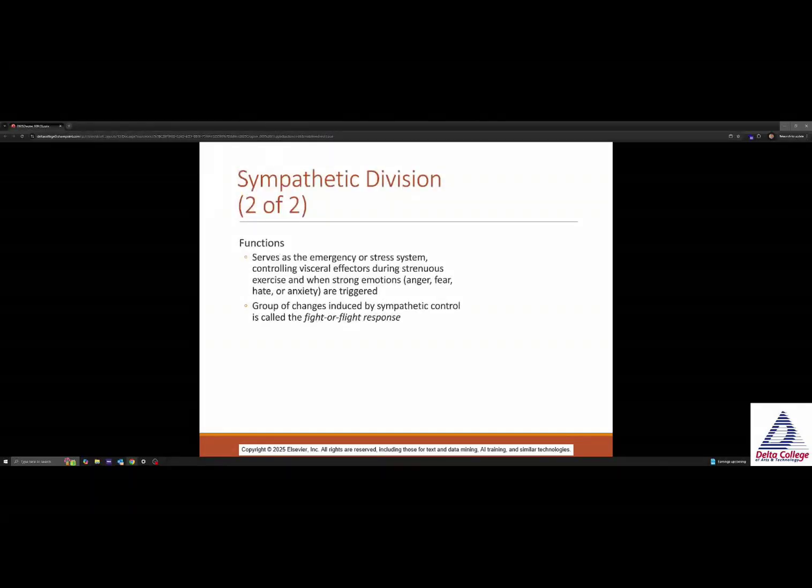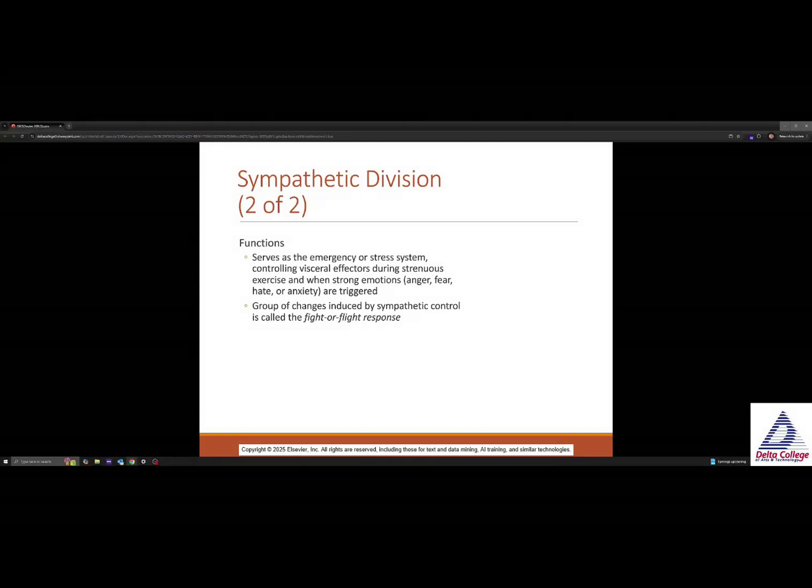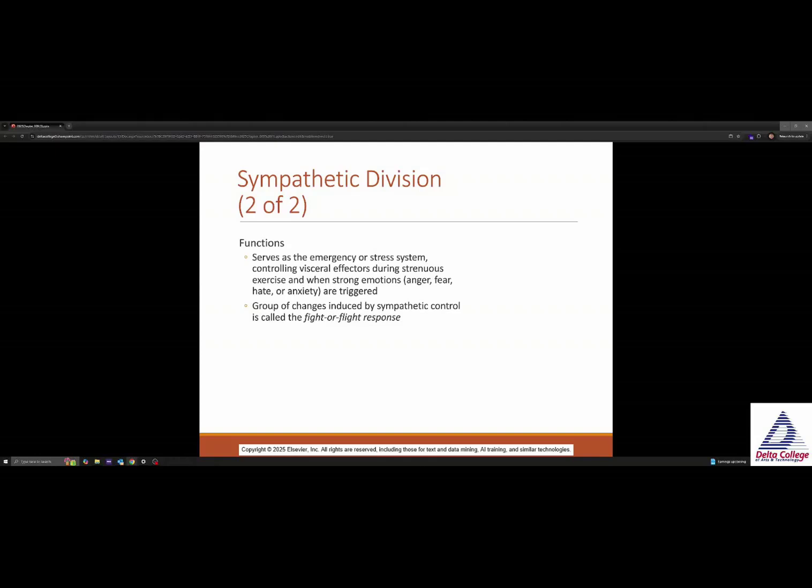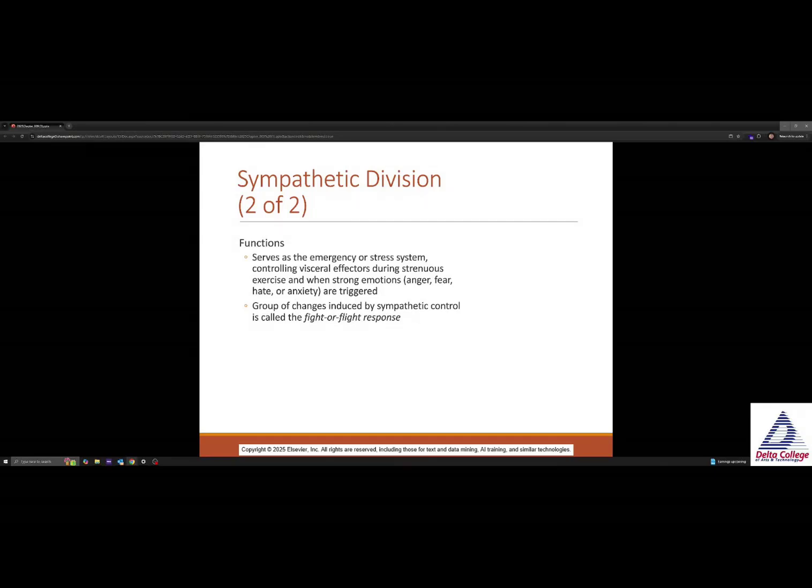So we really need to know more about the function, right? The sympathetic division serves as the emergency or stress system, controlling visceral effectors during strenuous exercise and when strong emotions such as anger, fear, hate, or anxiety are triggered. The group of changes induced by the sympathetic control is called the fight or flight response.